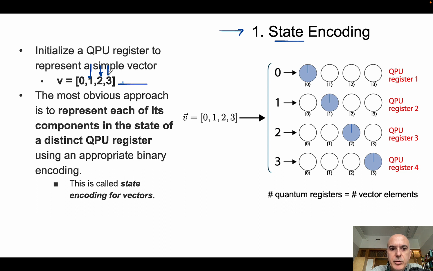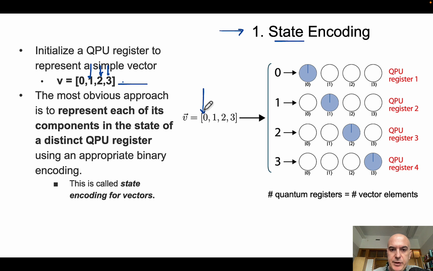And for doing that, we're going to use for each element of the array a different quantum register. So we represent each component of the vector v in the state of a distinct QPU register. And this QPU register will use an appropriate binary encoding like we used before. So let's see an example here.